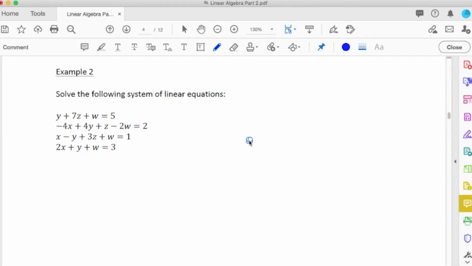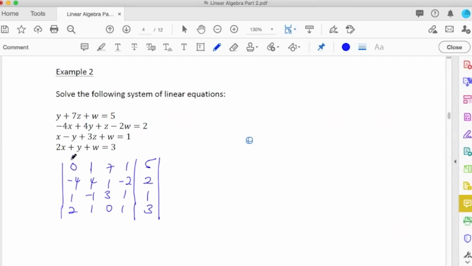In this example, we need to solve the following system of linear equations. We're going to use the Gaussian elimination method, but before that, we need to put this into matrix form. If we put it into matrix form, we will get this matrix. The first column indicates your x, the second column is y, then z and w. The last column will be the answers of the linear equations.